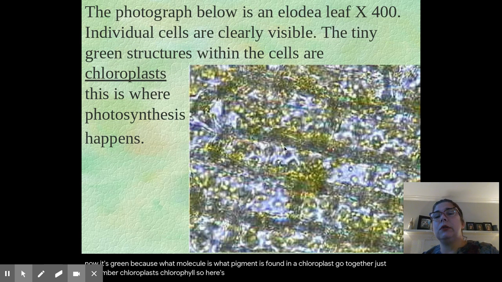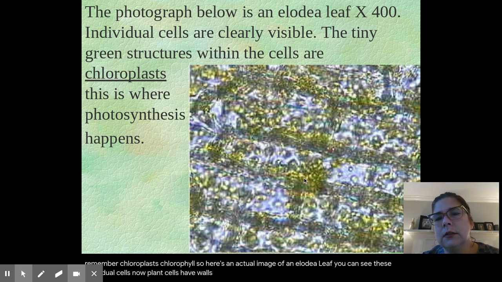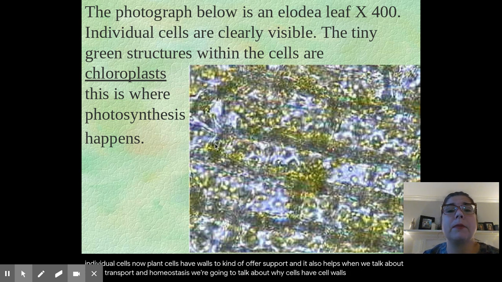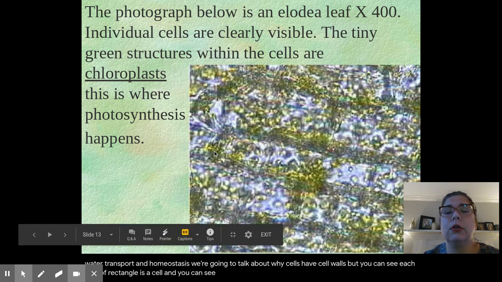So here's an actual image of an Elodea leaf. You can see these individual cells. Now, plant cells have walls to offer support, and it also helps when we talk about water transport and homeostasis. We're going to talk about why cells have cell walls. But you can see each rectangle is a cell, and you can see the little chloroplasts found all within this little rectangle.